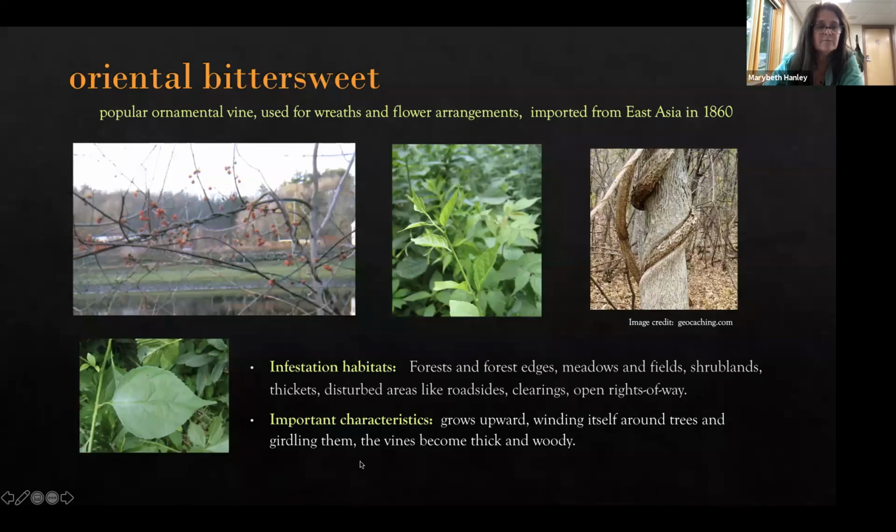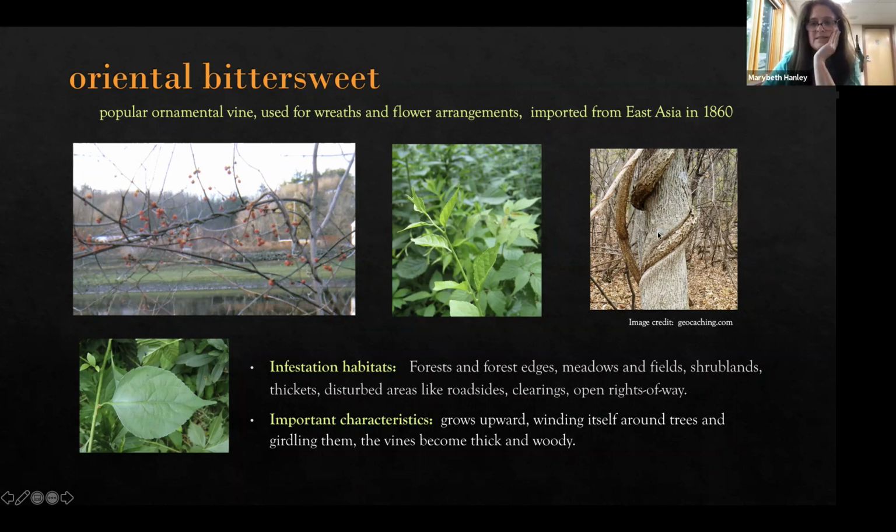Another vine that is very invasive in New York, as well as New England and a bunch of other places, is Oriental bittersweet. And this is a vine that was used for wreaths and flower arrangements, and then people threw it in the woods. And it's got these really beautiful berries. When it starts out, when it's reproductive and small, the leaves look kind of linear, but then as it gets bigger, they become round. So the scientific name is Celastrus orbiculatus, meaning orbicular, round.